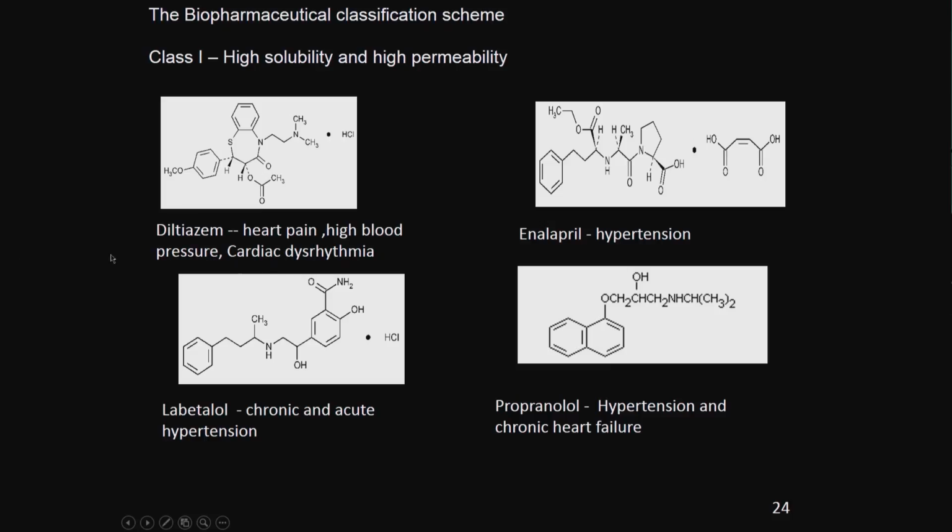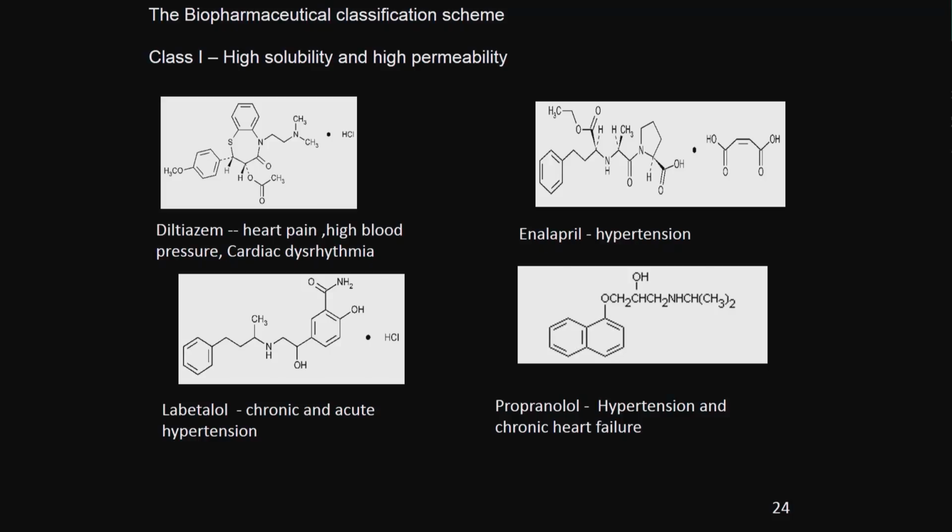Okay. For example, look at this, diltiazem, this is for heart pain, high blood pressure, cardiac arrhythmia and so on. So, it has got highly soluble, highly permeable. It has got a lot of hydrogen bond acceptors, at the same time it has got a lot of CH2, so it is nicely balanced. Enalapril, this is for hypertension, this is also highly soluble, highly permeable. Labetalol is chronic and acute hypertension. These are all salts, as you can see here, okay, salts. Propranolol, hypertension and chronic heart failure. So these are coming under class 1, highly soluble and highly permeable drugs.